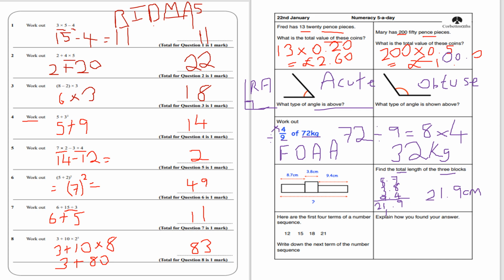Here are the first four terms of a number sequence. What is the next term? Write down the next term in the sequence. So I'm adding 3 each time. So 21 plus 3 is equal to 24. Okay. This is explain how you know. Well, I'm adding on 3 each time. 12 to 15, I've added 3. 15 to 18, I've added 3. 18 to 21, I've added 3. And 21 plus 3 is 24. Okay, I'm adding 3 each time.